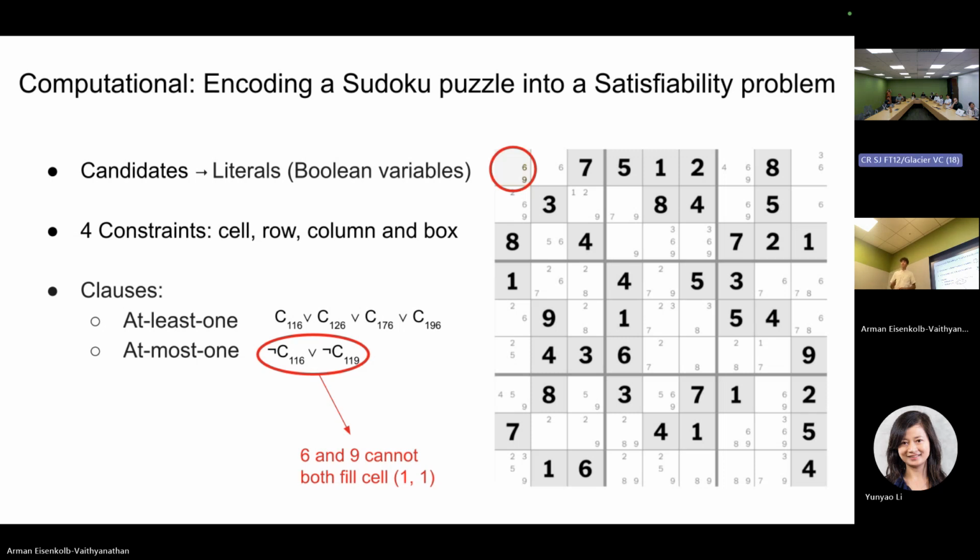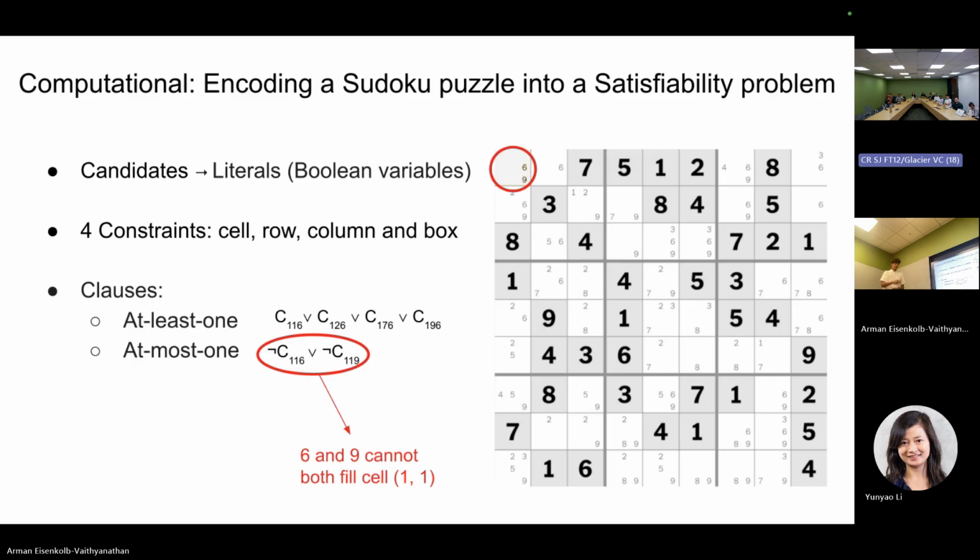A quick note about the length of clauses. A length of a clause is the number of literals which that clause contains. In a SAT formulation for a Sudoku puzzle, clauses can have lengths 1 through 9. So the length of the at least one clause we see here is length 4, and the at most one clause is length 2.